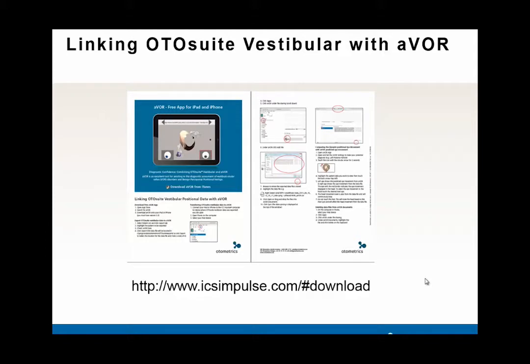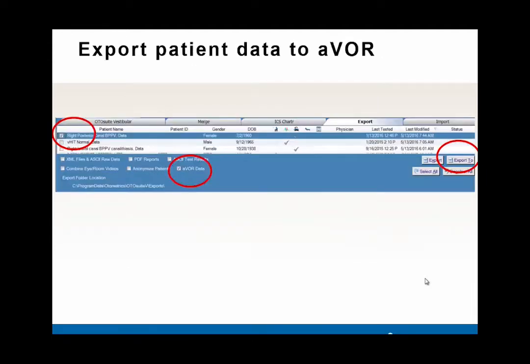You can find all the instructions for linking Otis Suite vestibular and Avor together at www.icsimpulse.com/download, and you'll be able to access all the information there with all the step-by-steps on how to integrate your Otis Suite vestibular data with your Avor app.